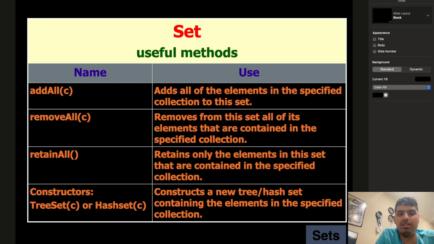These are some more useful methods, so I'll try to explain them. Of course, there is addAll(c), which adds all the elements in the specified collection to this set. removeAll(c) removes from the set all of its elements that are contained in the specified collection. If you do retainAll, then it retains only the elements in the set that are contained in the specified collection. And our constructors, of course, are TreeSet or HashSet, which constructs a new tree or hash set containing the elements in the specified collection.